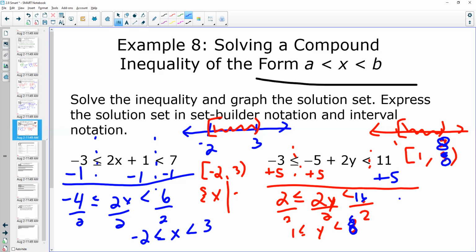And then the set builder is y, where y, 1 is less than or equal to y is less than 8. Okay.